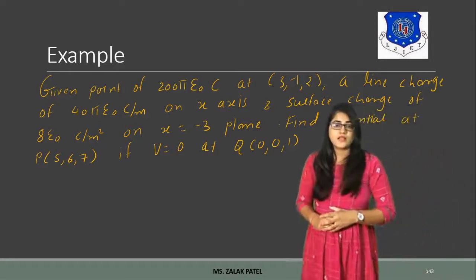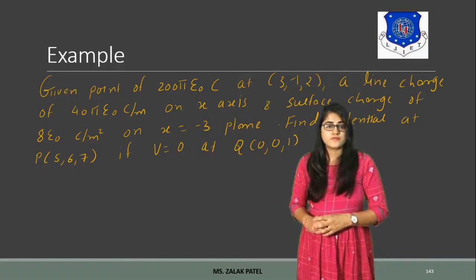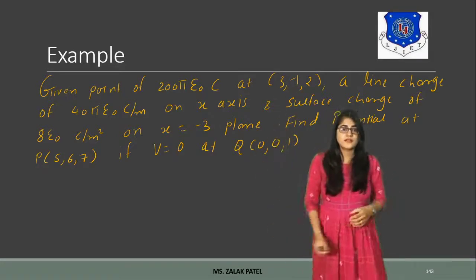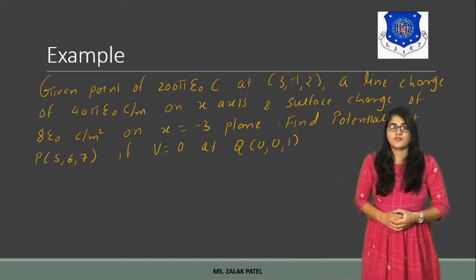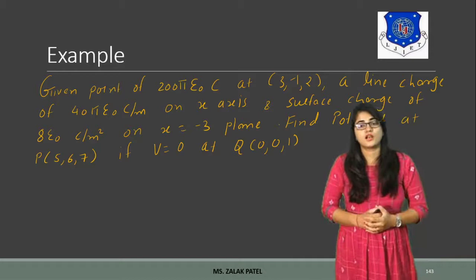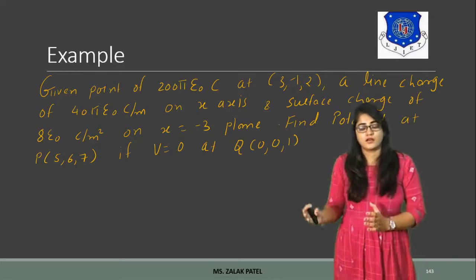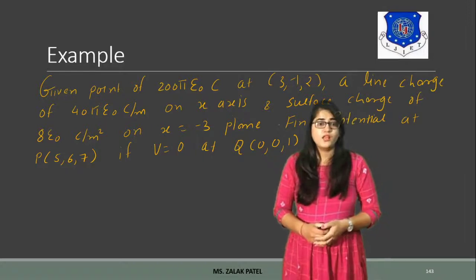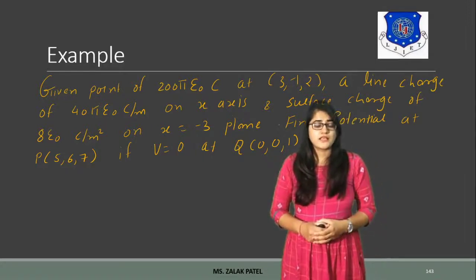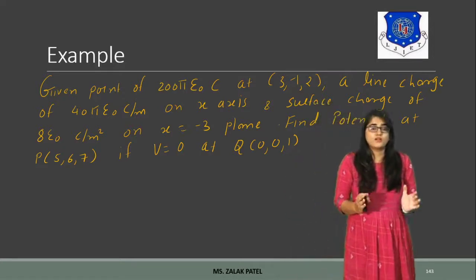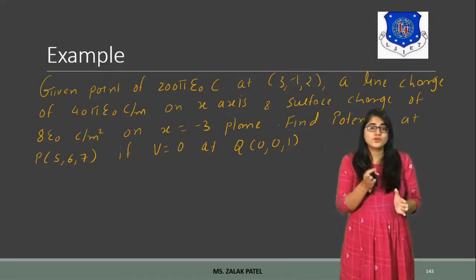So this example is a combination of three different types of charge distribution. The first is a point charge, the second is a line charge, and the third is a surface charge distribution. So to find the total potential, it is an addition of all three types of potential. Here the potential at one point is given, and you need to find the potential at point P, and Q is given.